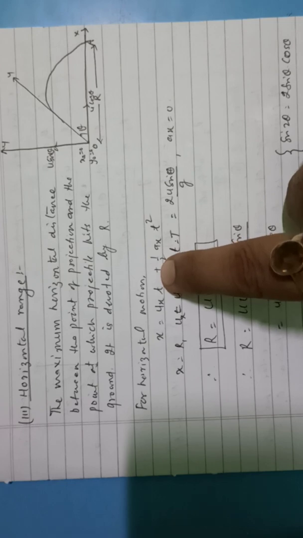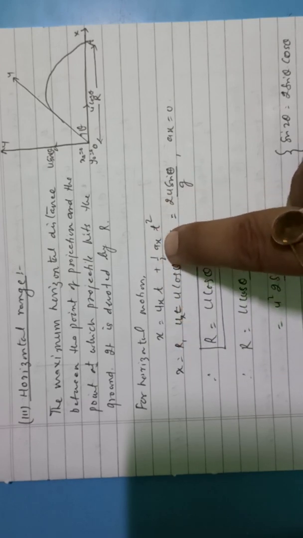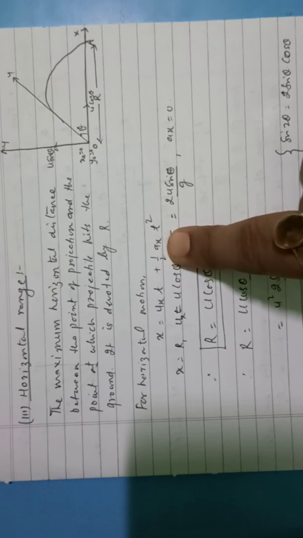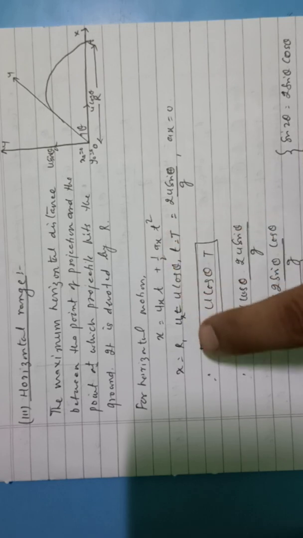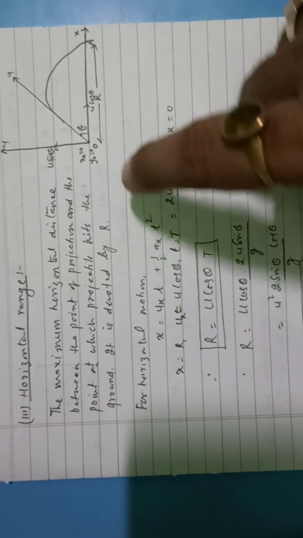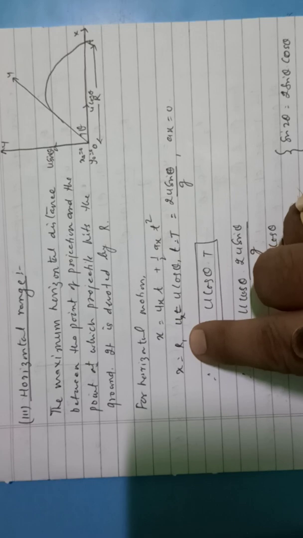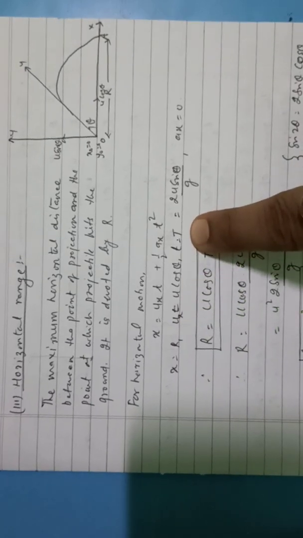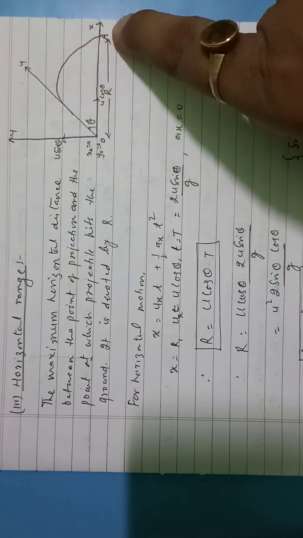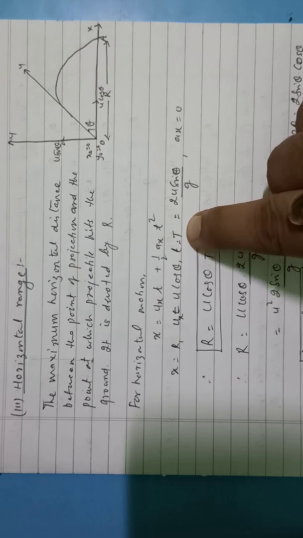For horizontal motion, x is equal to uxt plus half ax into t square. All of you know that motion along horizontal always remains constant, so the acceleration along x-axis is equal to 0. Then x is equal to R. This is the total horizontal distance x covered by the projectile. Therefore, x is equal to R. Ux is equal to u cos theta. T is equal to capital T. That is the total time taken from O to A. So small t is equal to capital T.